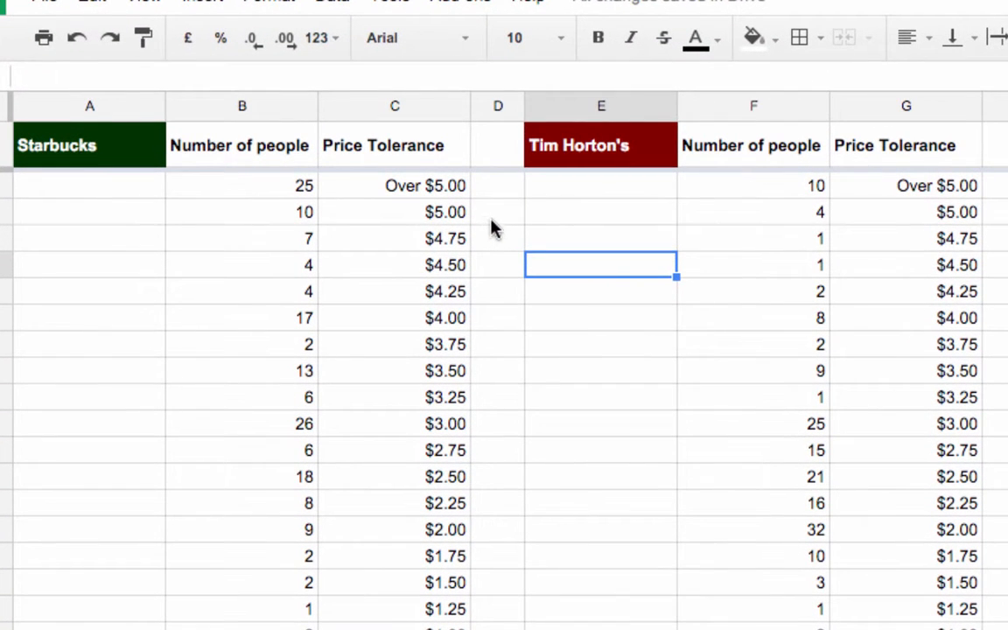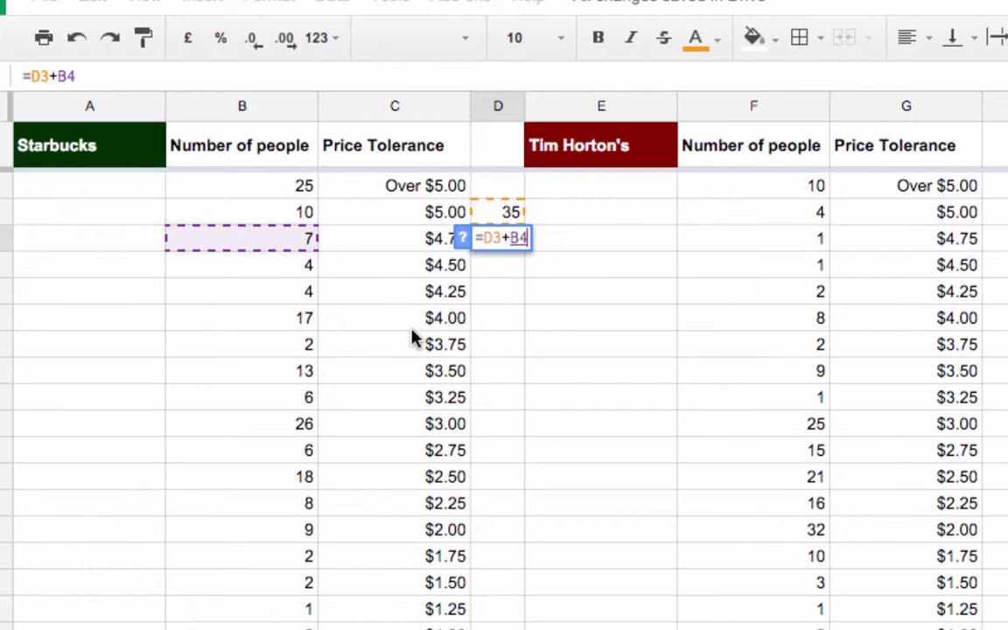So what you want to do is start right here. In this cell you can clearly see that there are 35 people that would buy coffee at $5, the 10 that said 5 and the 25 that said more than 5. What we're going to do is click the cell above, equal the cell above, 35, and add to it the cell 2 to the left, 7. That gives us 42.